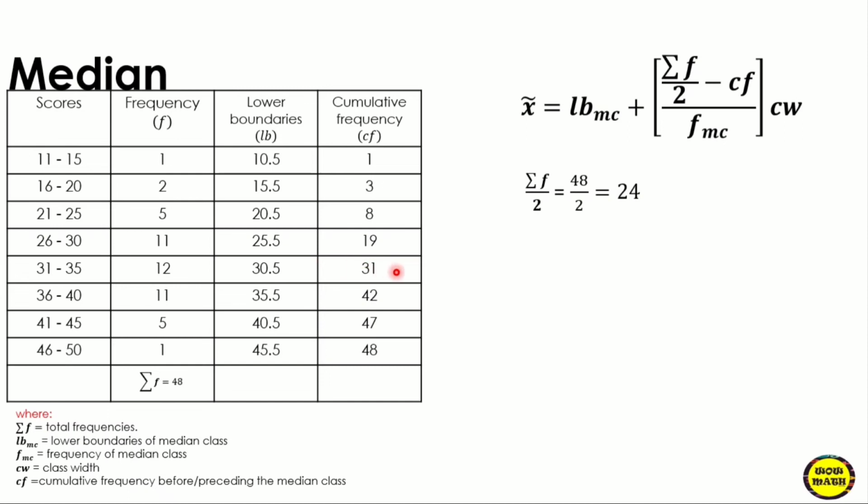So, lahat ng nandito, yun yung gagamitin nating data. So, ano yung mga dapat nating kunin? So, i-highlight nyo para alam nyo na yan yung median class. So, ang next natin kunin is yung lower boundary. Okay, yung lower boundary natin is 30.5. So, again, kailangan muna ma-identify talaga yung median class kasi dito natin kukunin halos lahat para dito yung gagamitin natin sa formula. So, 30.5 yung lower boundary.